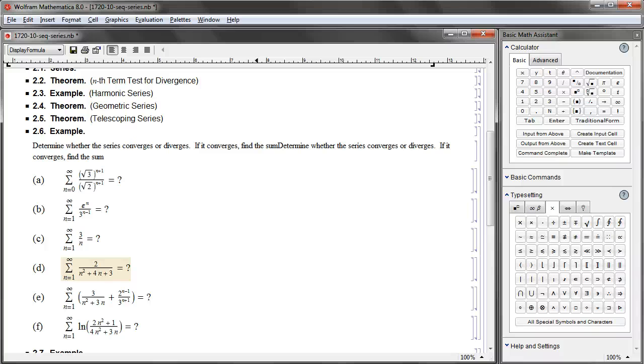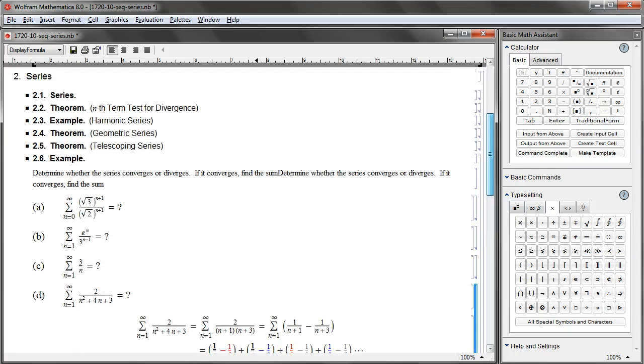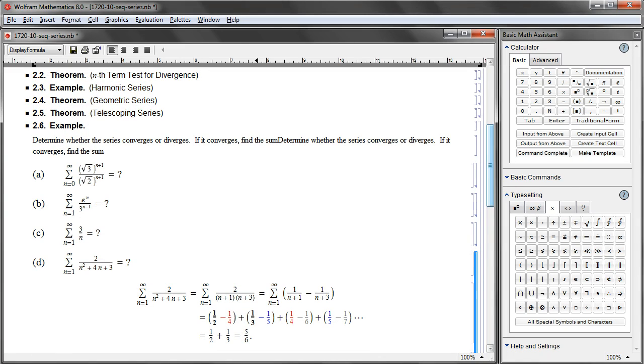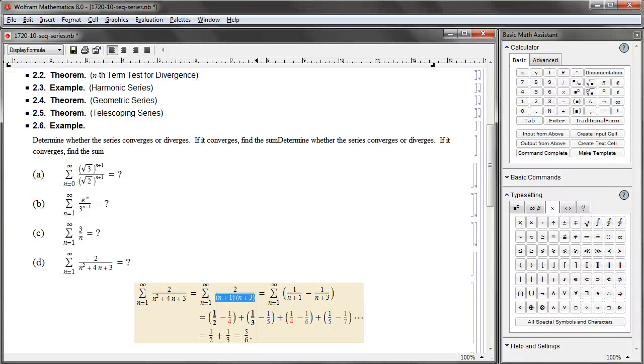The monic case is much easier because it's easier to decompose it by partial fractions, and we have something like this in this particular case. 2 over n squared plus 4n plus 3. So the first step is to factor the denominator, and then you can set up an appropriate equation to decompose it by partial fractions like this. 1 over n plus 1 minus 1 over n plus 3.